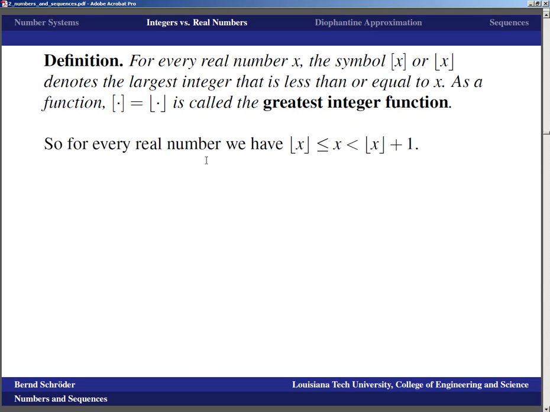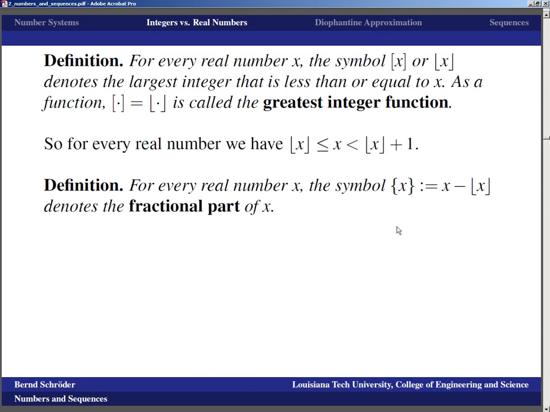What that means is that for every real number x, the greatest integer below x is less than or equal to x, and that's strictly smaller than the greatest integer below x, plus 1. We can also define the fractional part: for every real number x, the fractional part of x is x minus the greatest integer below x. As an example, the floor of 3.4 is 3, and the fractional part of 3.4 is of course 0.4.